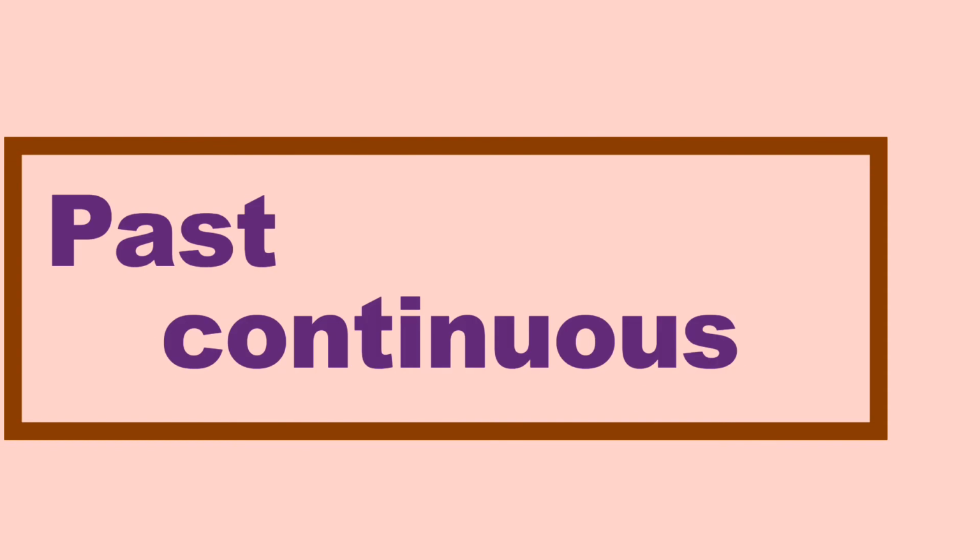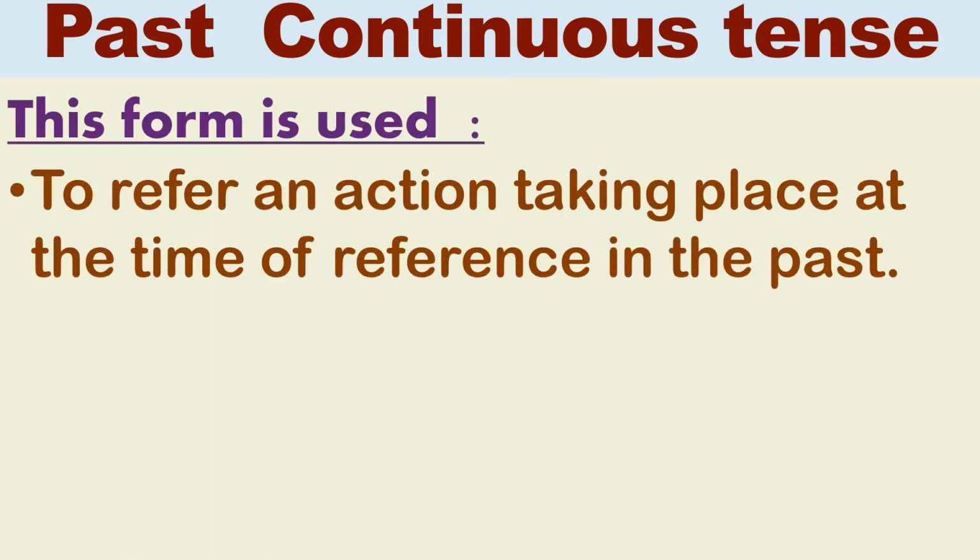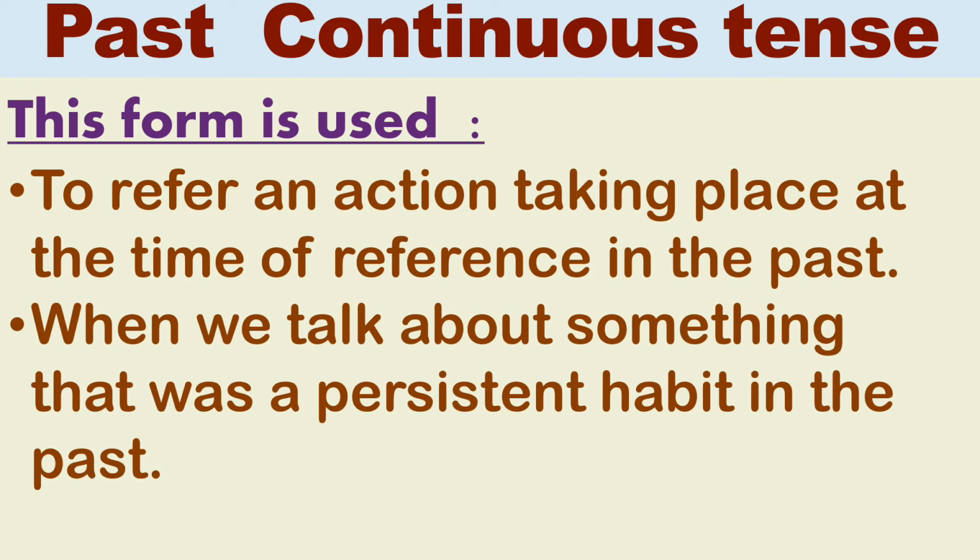Past continuous, very easy. We can use past continuous to refer to something happening at the time of reference in the past. It means that something happened when another action was in progress. For example, we were eating our dinner when he came. Next one is when we talk about something that was a persistent habit in the past. He was always grumbling. This is the example.